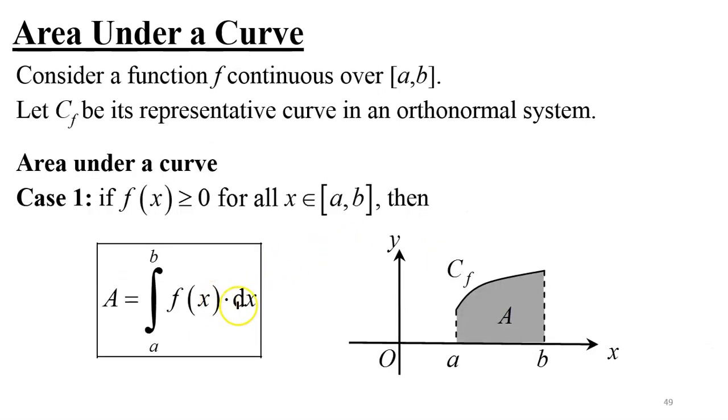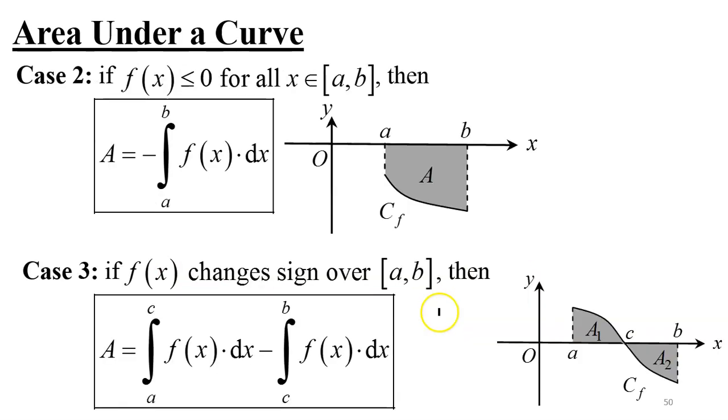If f of x is positive, then the area is exactly the integral. When f of x is negative, then the area is the opposite of the integral. That in fact reminds me of the definition of the absolute value, because the absolute value of a is the same as a when a is positive, while it's the opposite of a when a is negative.